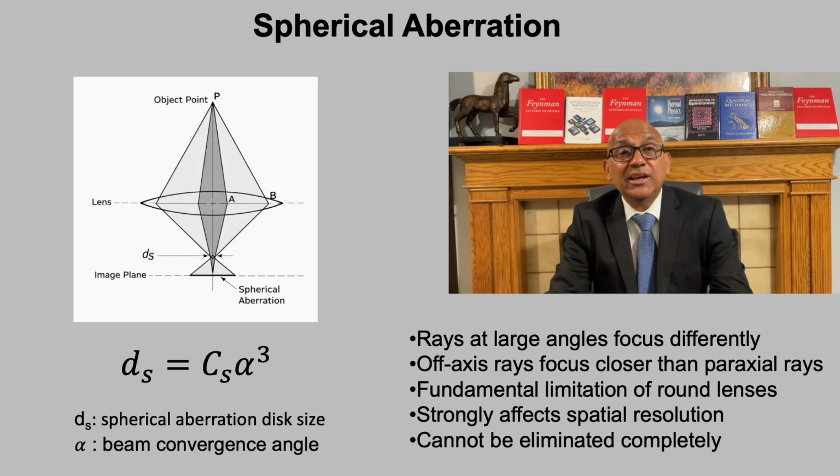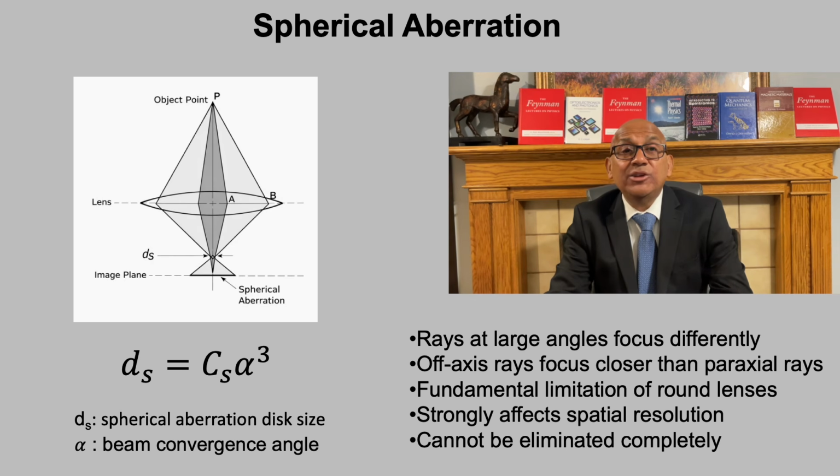As a result, instead of forming a single sharp focus, the lens produces a blurred focal region at the image plane. The size of this blur is referred to as the spherical aberration disk, and it represents the minimum probe size imposed by spherical aberration.